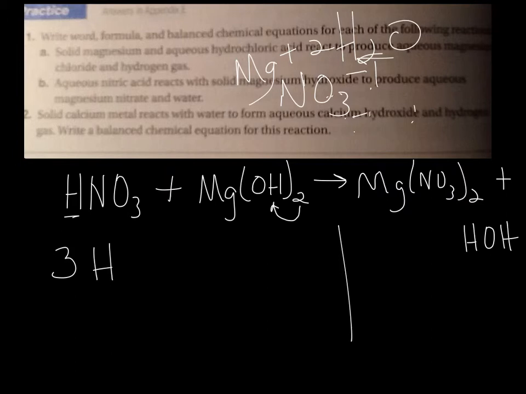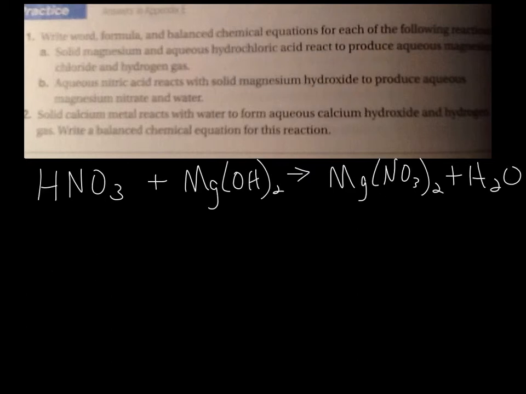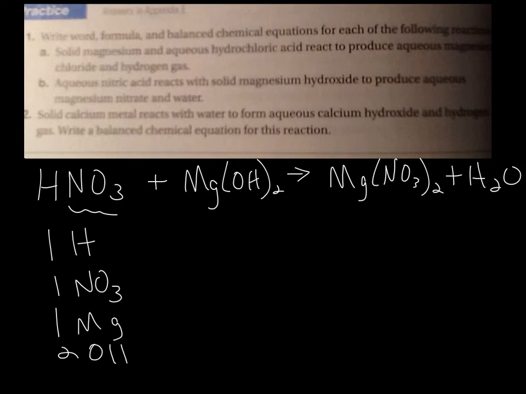I'm not going to look at those hydrogens individually, but I'm going to keep them separate, so I'm going to write them a little differently. I just wanted to show you those first. So from here we have to balance. We're going to have 1 hydrogen over here and 1 nitrate. I'm going to keep these polyatomics together. 1 magnesium, and over here 2 hydroxides.